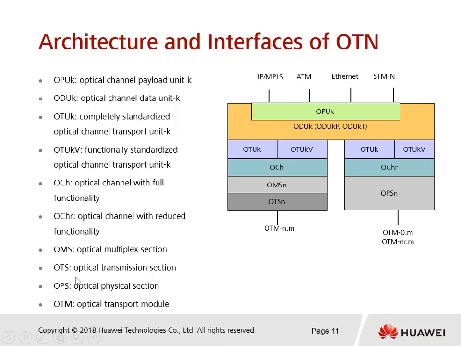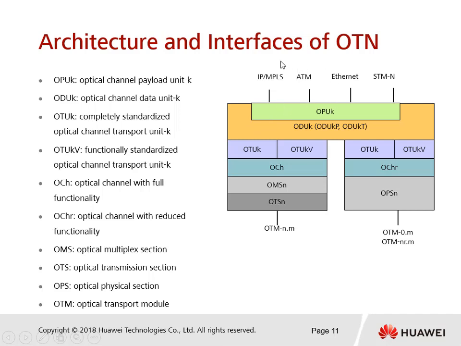And the OTS means optical transmission section. Between two OAs, we call it OTS, or between two FIUs, we call it the OTS. And the OPS, this one is in the reduced OTM NR.M. We have the OPS, meaning optical physical section. And the last one, OTM, optical transport module. So this was the architecture for the OTN.